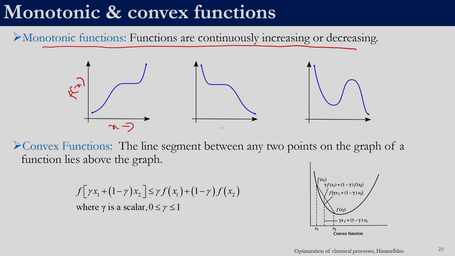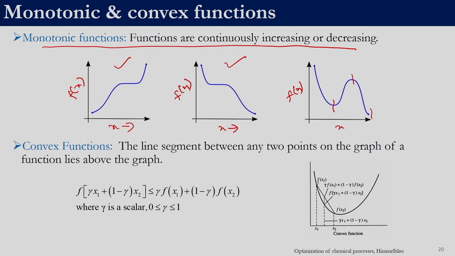In the second figure, if we keep increasing x, f of x continuously decreases, right? So this is also monotonic. It does not matter whether it is increasing or decreasing, as long as it is consistently increasing or decreasing. Whereas this third plot is an example of a non-monotonic function, right? Here, as we increase x, f of x first decreases till here, then as we keep increasing x, f of x increases, and again as we keep increasing x, f of x decreases, right?